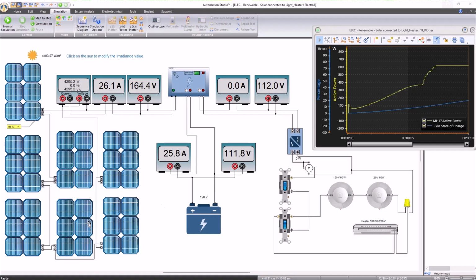The second example contains a series of solar panels connected to a battery charge controller, which in turn is connected to a battery and to the alternating current consumption consisting of lights and a radiator. We also have a graph that shows how much power we have generated by the total solar panels and what the state of the charge is over time.